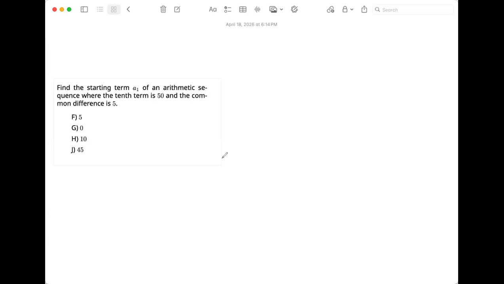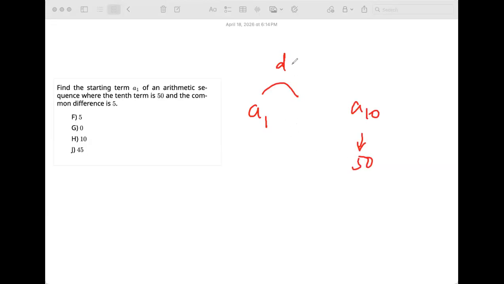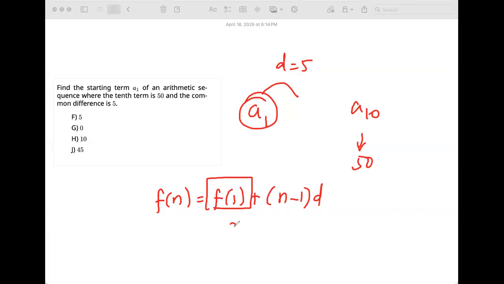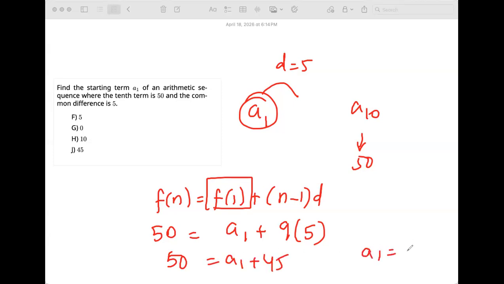From the starting term A1 of an arithmetic sequence, when the 10th term, okay, 10th term is what? A10 is 50, right? The common difference was 5. So substitute, right? F of n will be equal to f of 1 plus n minus 1 times d, the formula, right? So we want to find out this a1, right? Nth term is 10 minus 1 is 9 times d is 5. This is 50. Just you are plugging in, right? 50 equal to a1 plus 45. A1 equal to 5. Got it?